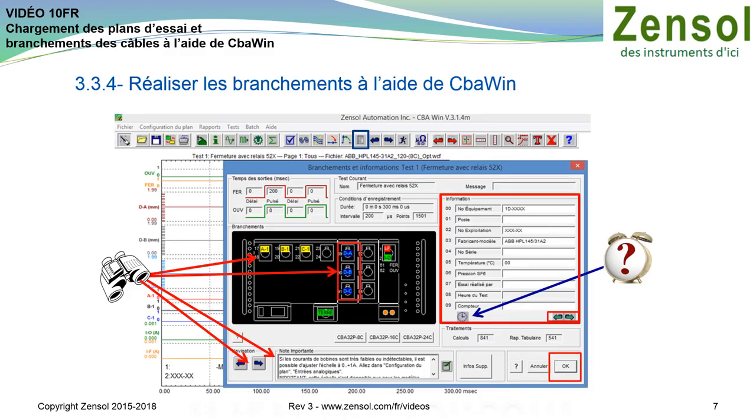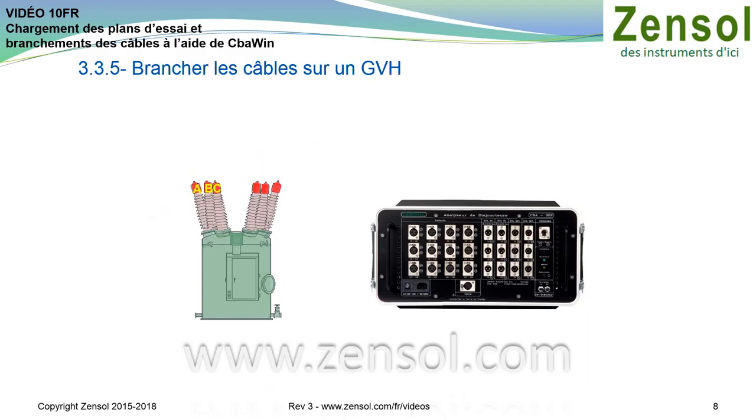Connect the cables to a GVH. First, connect the grounding cable. Note that this cable will be the last to be removed at the very end of the tests. Then connect the power cable to the front panel of the CBA32P.